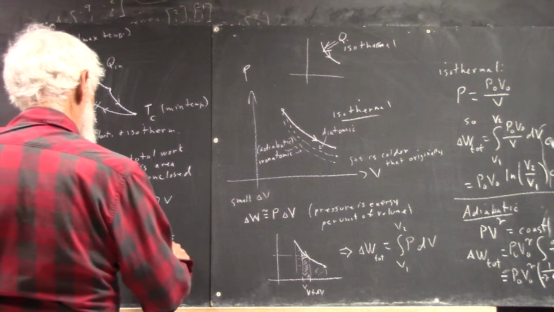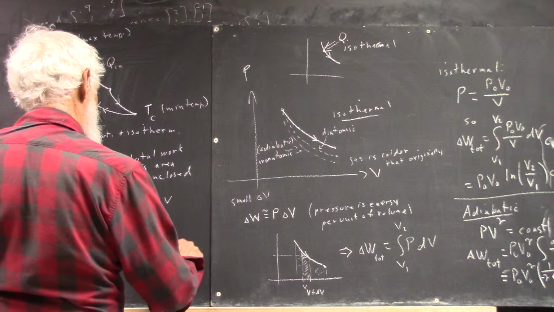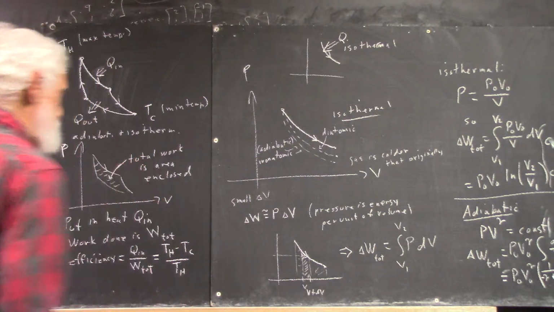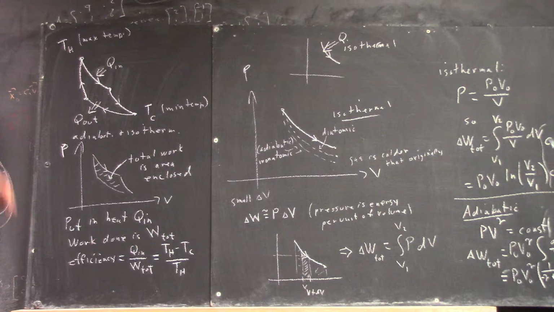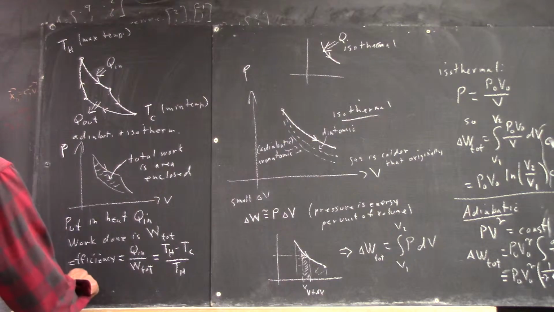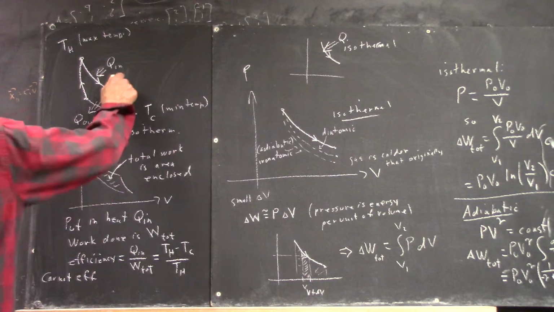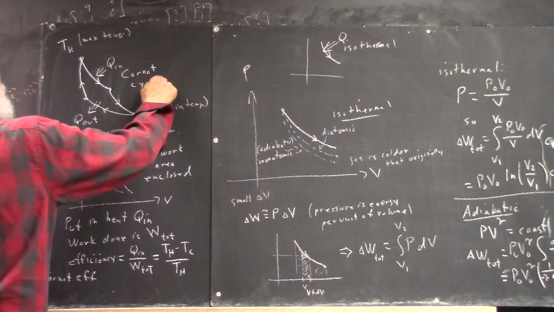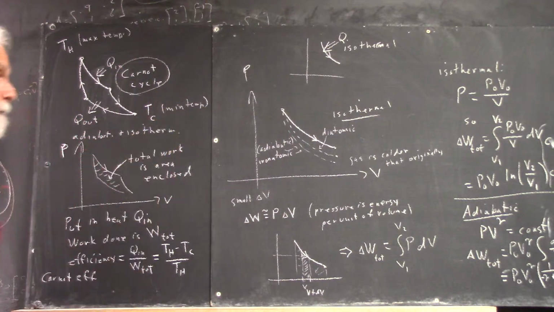Turns out that is, and this is the maximum possible Carnot efficiency. This is the Carnot cycle. Okay?